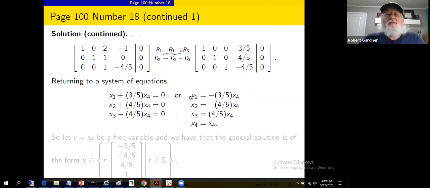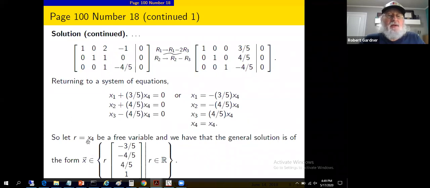Rewrite that as x1 equals, x2 equals, x3 equals, x4 equals. I don't know what x sub 4 is, so I'll just call it x sub 4. It's a free variable. We'll actually make that substitution. Let's let r equal x sub 4 be a free variable. You got a better idea? You know, these all have denominators of 5. We could have let r equal x sub 4 divided by 5.